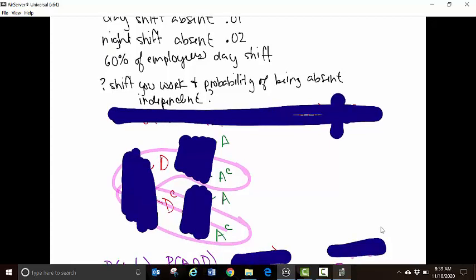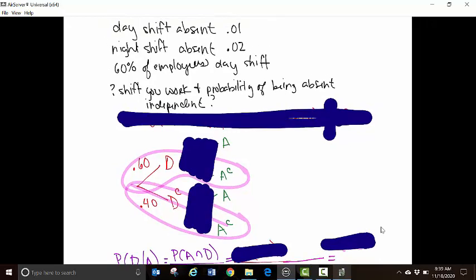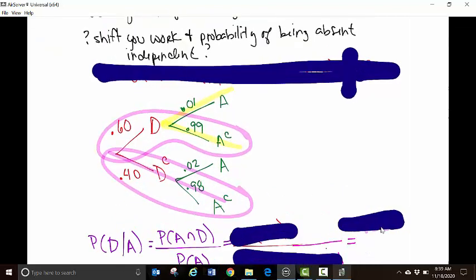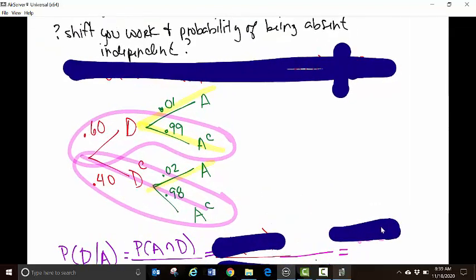First off, let's look at the table. Well, 60% chance you work the day shift, 40% chance you work the night shift, right? Because they said 60% of employees work the day shift. Now let's look at it. If you work the day shift, there's a 1% chance you're absent, so a 99% chance you are not absent. And if you work the night shift, there's a 2% chance you're absent, and a 98% chance you're not absent. Anybody have a question on how to make one of these trees?